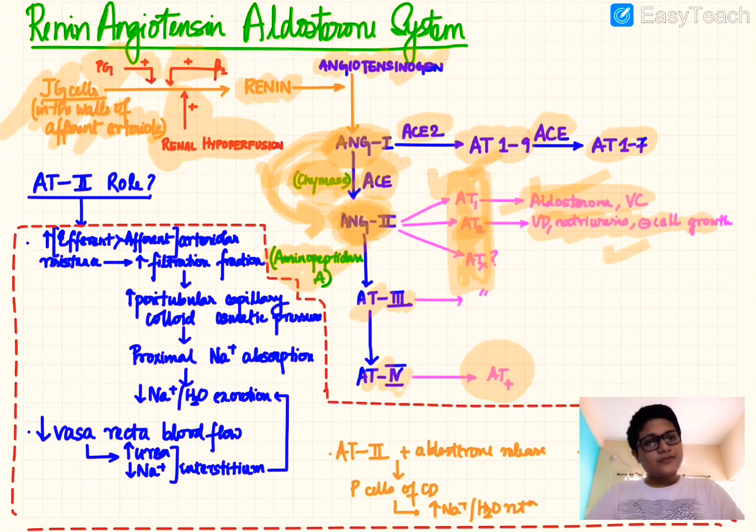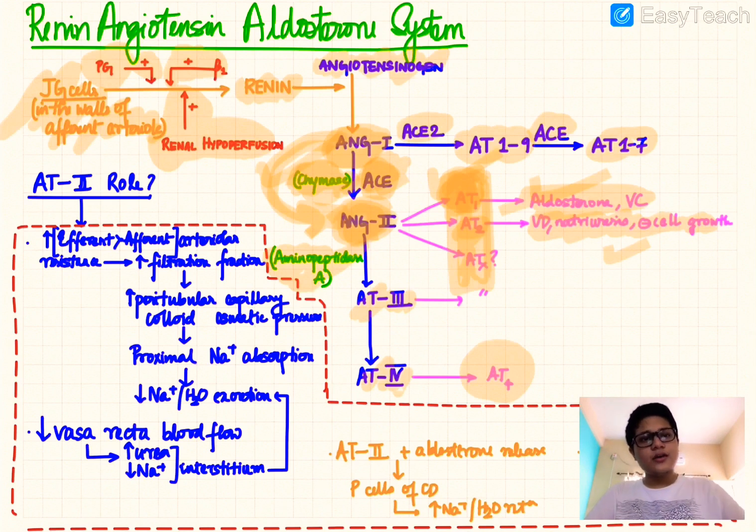So angiotensin converting enzyme inhibitors for the treatment of hypertension are slowly going out of favor and are replaced by AT1 blockers like telmisartan, valsartan, losartan, azilsartan. So these AT1 blockers are slowly replacing the use of ACE inhibitors.